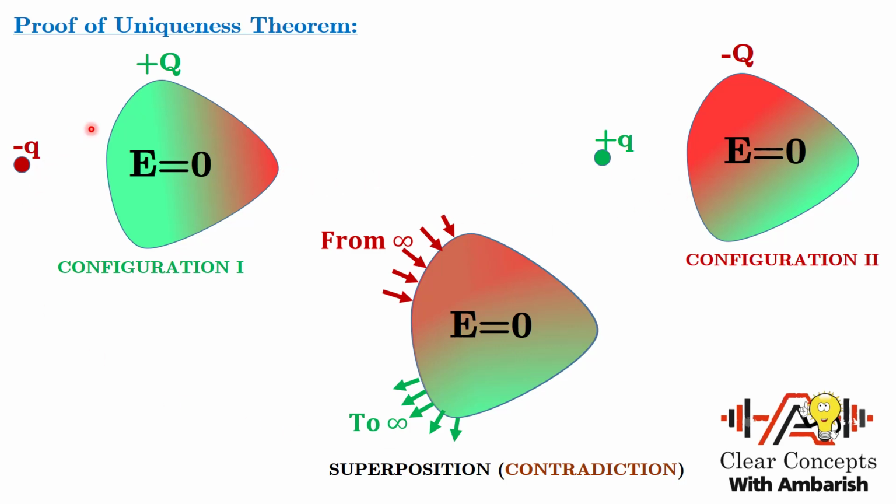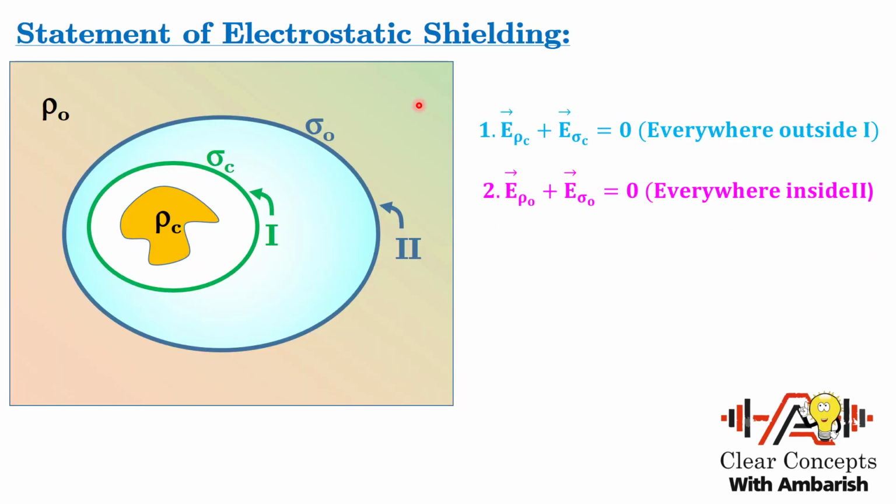So I hope I have been able to explain the uniqueness theorem, that why the conductor has to have a unique configuration, how two configurations lead to a contradiction by superposition. So now if the uniqueness theorem proof is clear, I can move on to state the electrostatic shielding statement. So what's the statement of electrostatic shielding?